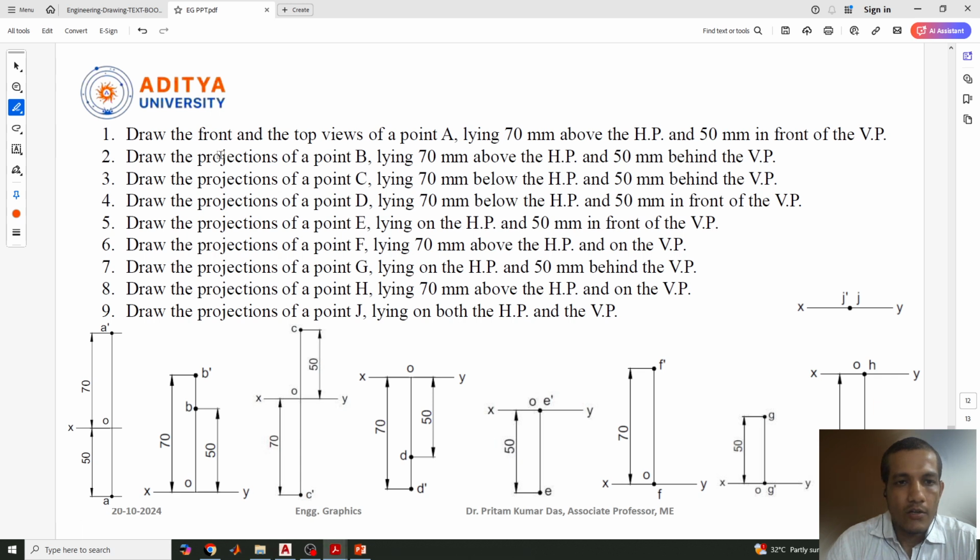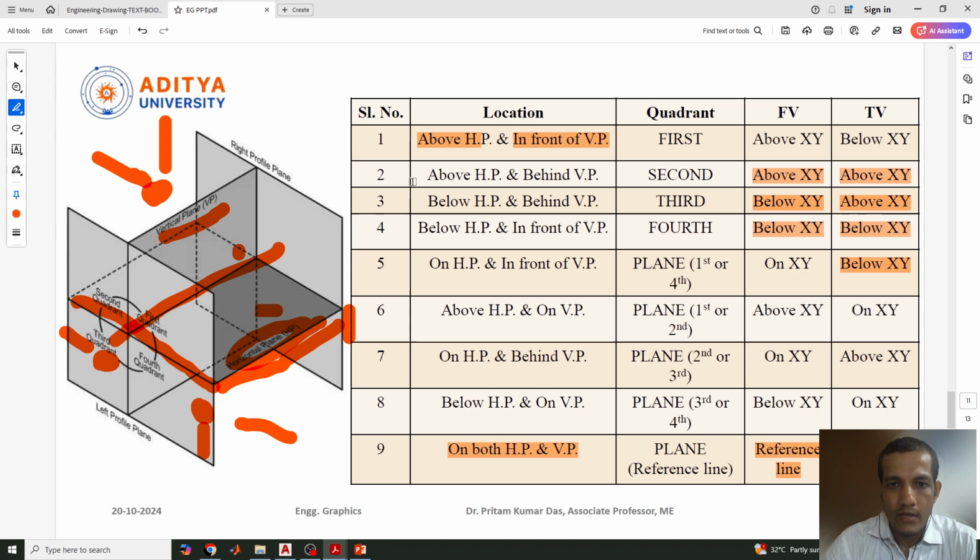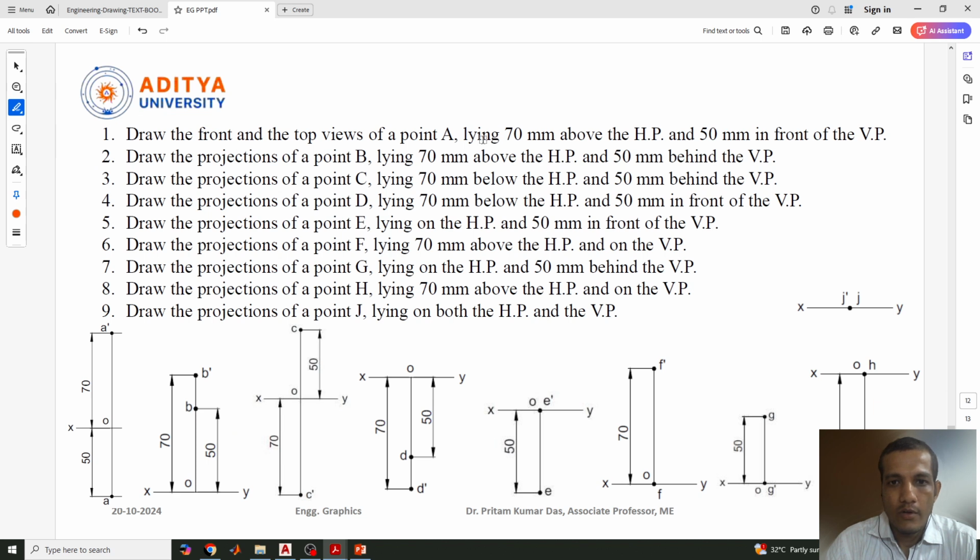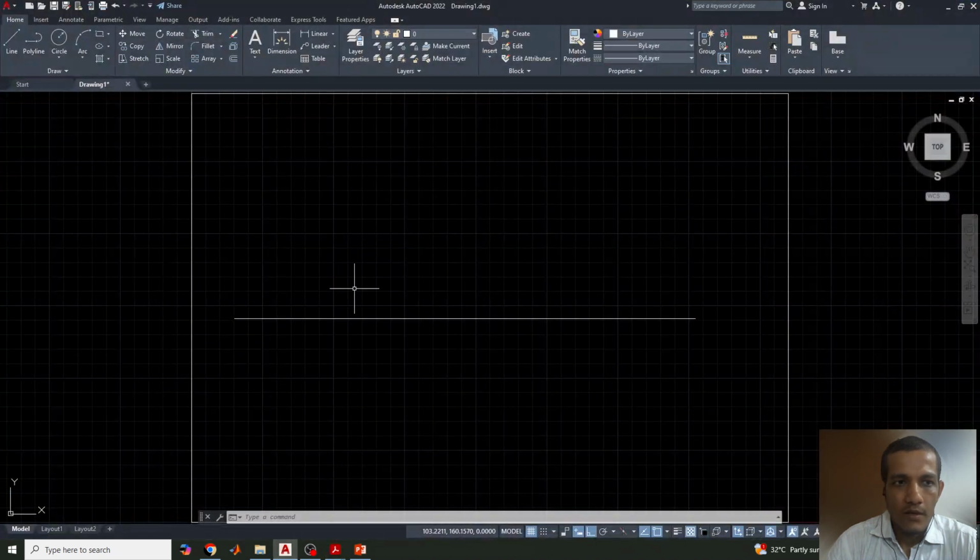First one: draw the front and top view of a point A lying 70 mm above HP and 50 mm in front of the vertical plane. So this belongs to the first type. First quadrant, so the front view will be above XY, that means it will come on the vertical plane. So we can draw very simply. First we'll give the text here.